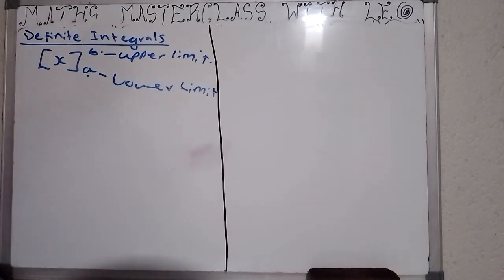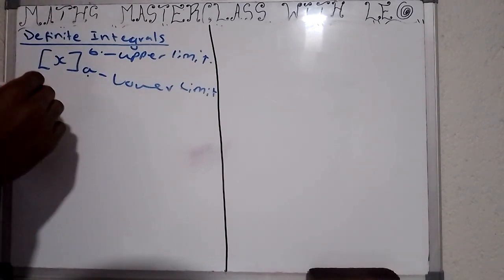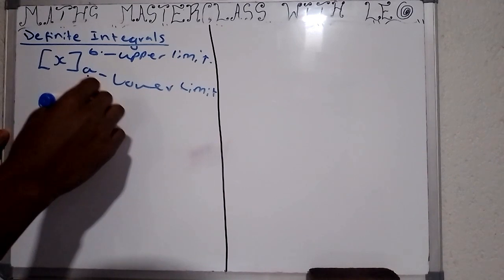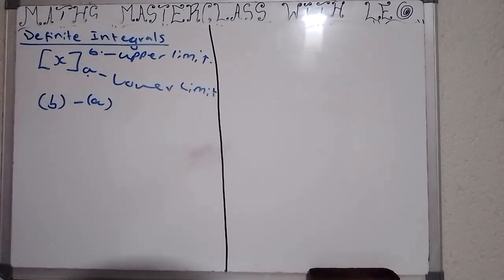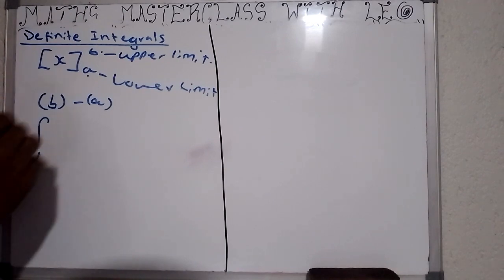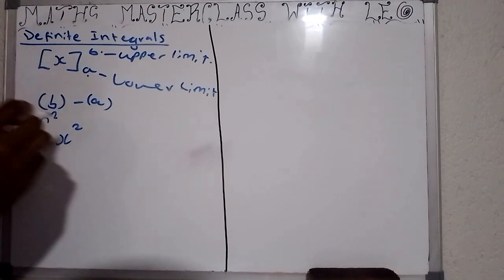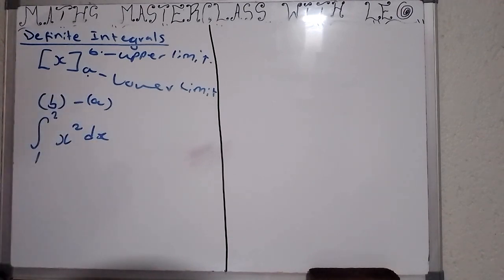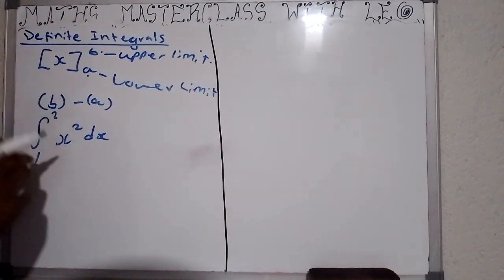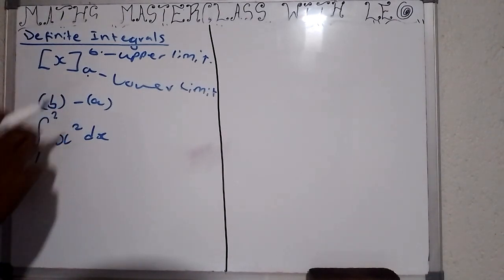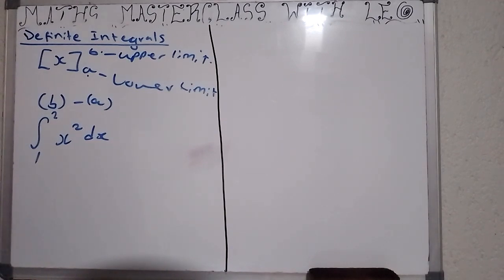So whenever you have a case where you have an upper limit and a lower limit, what you need to do when operating this is subtract the lower limit from the upper limit. Let me give you a simple example. Given the integral from 1 to 2 of x squared dx, they say integrate this, but you have limits.